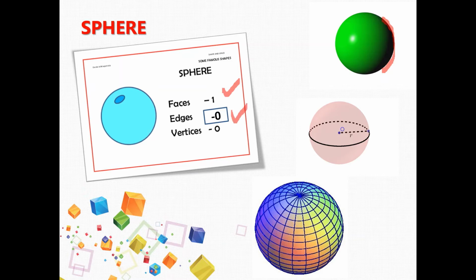And also for vertices, how many vertices are there? There are 0 vertices, or 0 vertex, here in a sphere. Why? Because for vertices, we need, yes, 3 edges. So a sphere has one face, 0 edges, and 0 vertices. Fine.